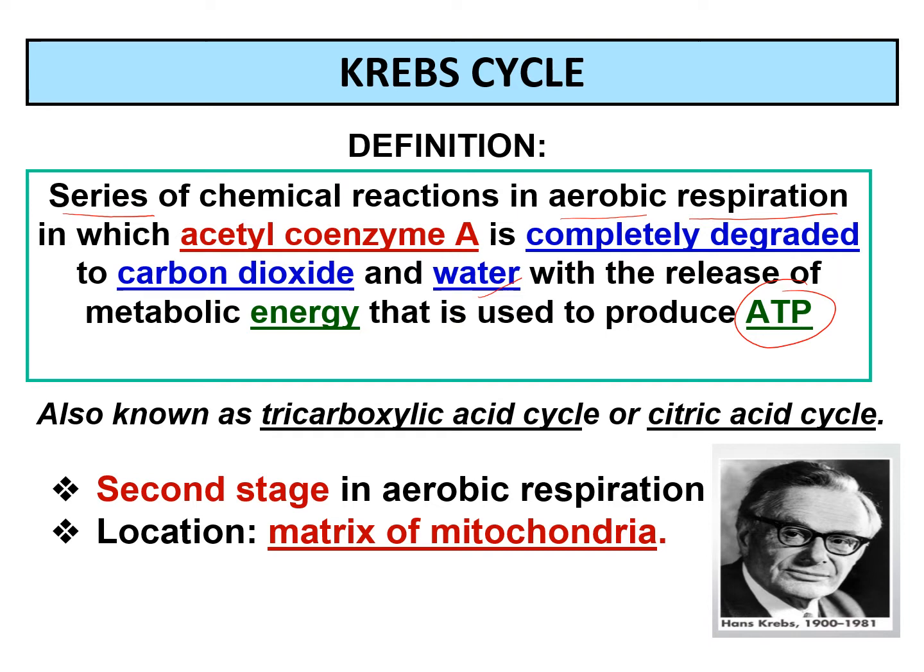Krebs cycle is also known as tricarboxylic acid cycle or citric acid cycle. The name Krebs comes from the founder of this cycle, Mr. Hans Krebs. Krebs cycle is the second stage in aerobic respiration. It occurs in the matrix of mitochondria. You should mention matrix of mitochondria. You cannot just mention it occurs in the mitochondria.